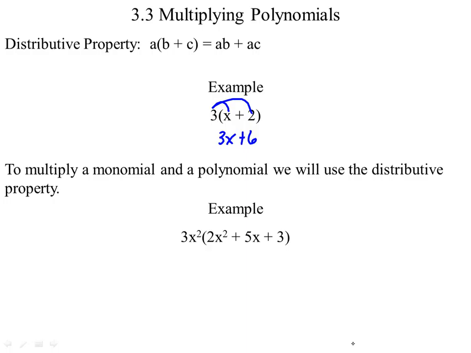So what you're going to do is you're going to take what's outside the parentheses and you're going to multiply it times everything on the inside. Number one mistake is people will multiply the 3 times the x and then they'll just leave the 2 out. So they'll get 3x plus 2. Please don't do that. Multiply everything on the outside times everything on the inside.